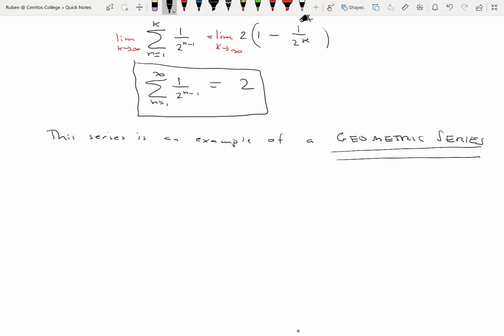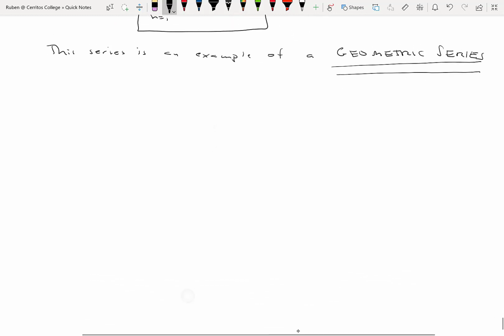Okay, so what are the features of a geometric series? What makes a geometric series? Well, you've seen one. A geometric series behaves like this. Starts out with a constant. Then the next term is a fraction of that constant. The next term is that constant times some fraction.